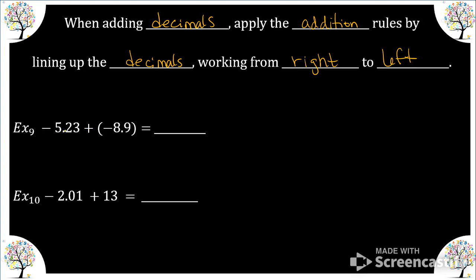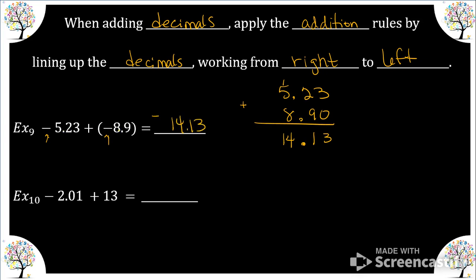Here we have an addition problem. Signs are the same, so we will add these numbers and apply the negative. So we're going to have a negative answer. I'm going to line up the decimals. We are adding because the signs are the same. So I'm going to say 3 plus 0, 2 plus 9 is 11. Carry your 1. Bring down your decimal. 5 plus 8 plus a 1 is 14. And our answer is negative because both numbers are negative.